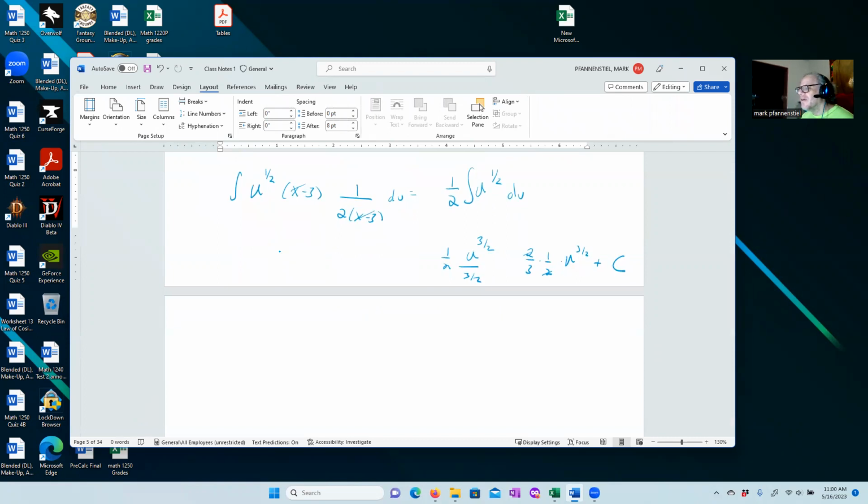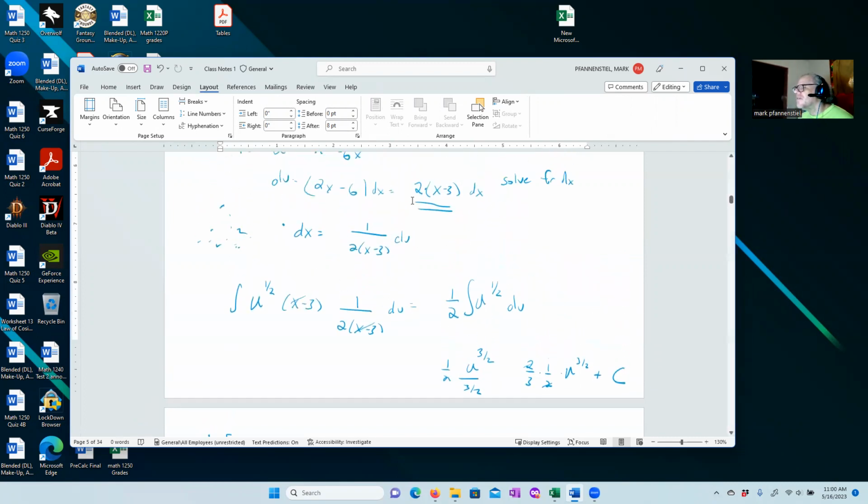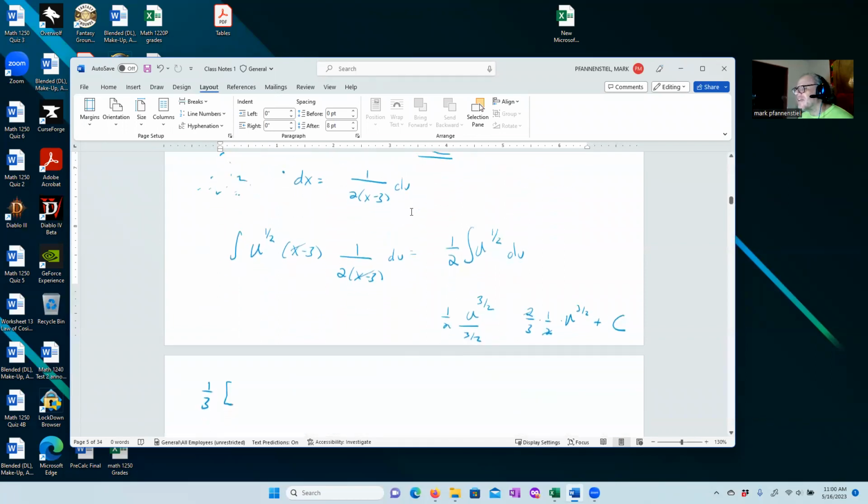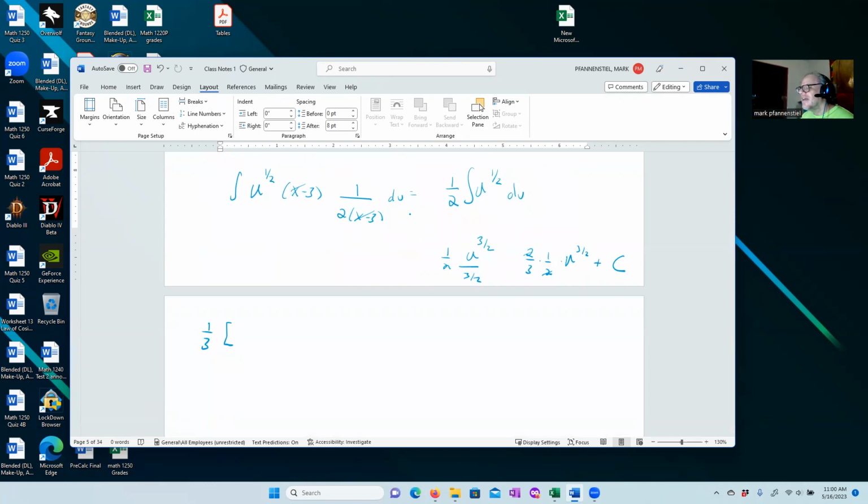Okay, we're going to end up with 1 over 3. What was u again? Okay, because the 2's cancel, so we have 1 over 3, and then u was, let's see here, let u equal x squared minus 6x. So we have x squared minus 6x, all raised to the 3/2 power. Don't worry about that. And then plus an arbitrary constant. And that's the kind of answer we're looking for.